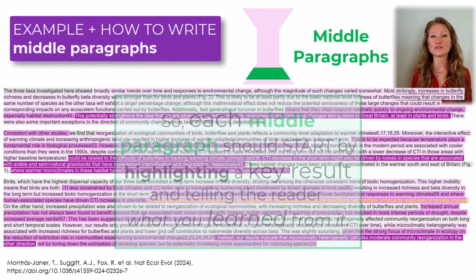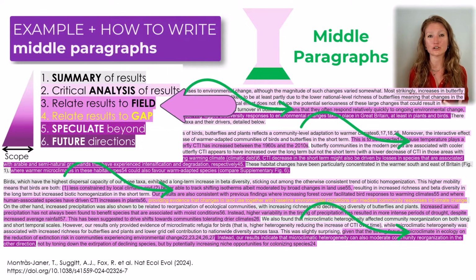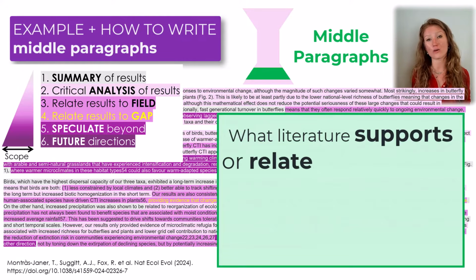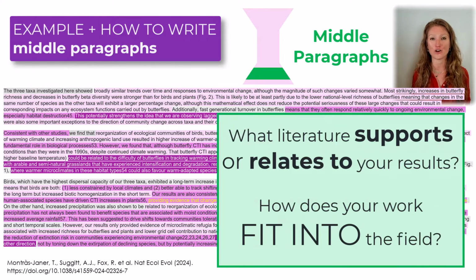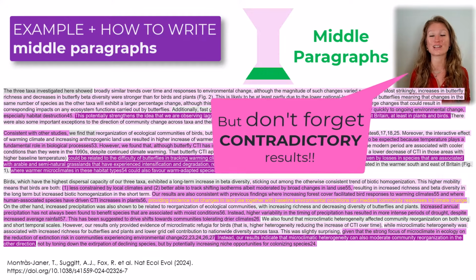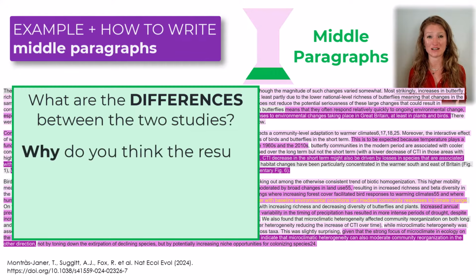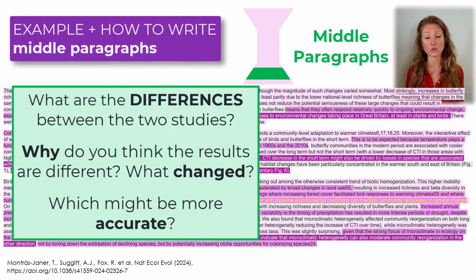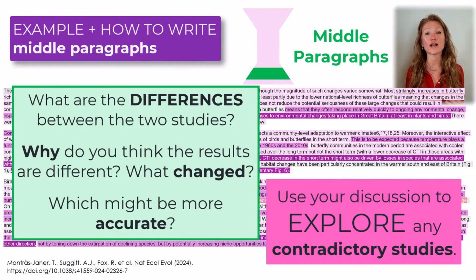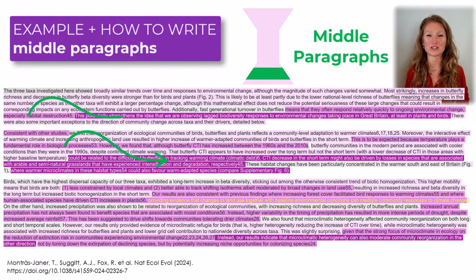So next we are going to start relating our results out to the field. Here we first want to start thinking about any literature, any previous work that supports our findings or that helps show how our work fits into what is already out there and what already exists. Here though, I want to remind you to not forget to include work that contradicts your results. What are the differences between your study and those contradictory studies? Why do you think you are seeing different results? What has changed between those 2 studies? Explore that a little bit and even feel free to provide your opinion on which one you think might be more correct.